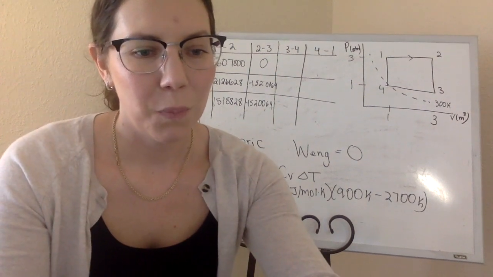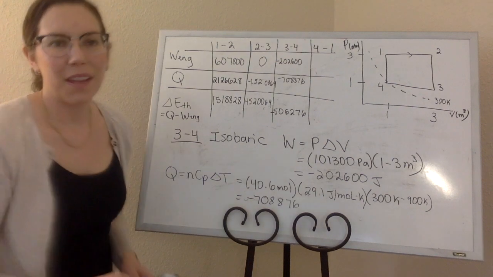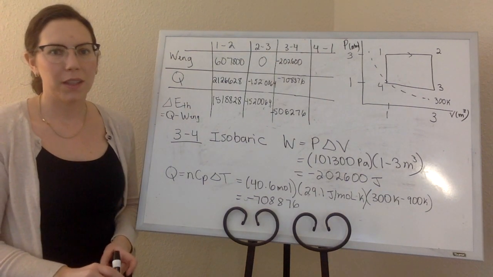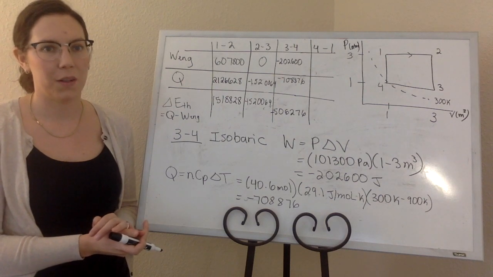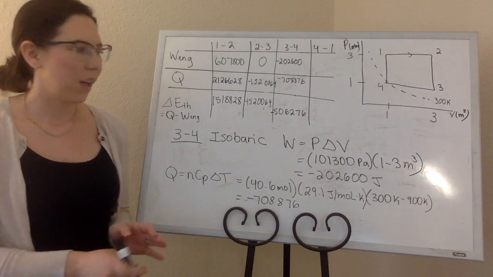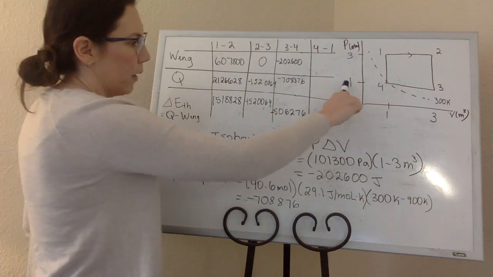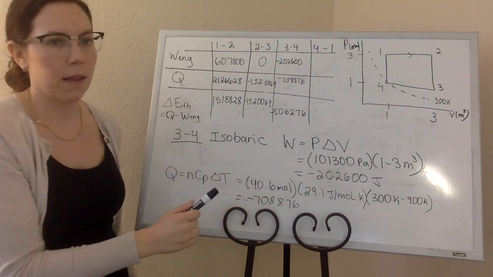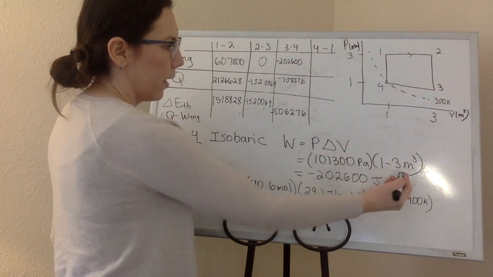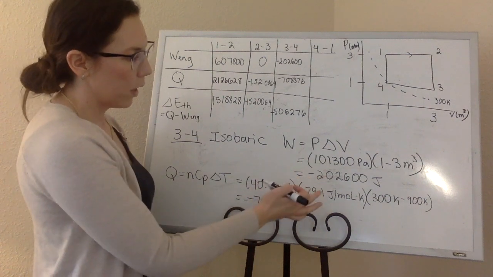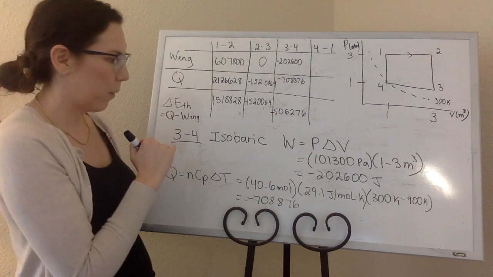So let's do 3 to 4. Okay, now I've got 3 to 4 up here, so if you have a look, I filled this one in already. It's very similar to what we did already for 1 to 2, since it's also isobaric. We can use work is P delta V, and for this transition, it's 1 atm, 101,300 pascals, and then I have the volume 1 minus 3 meters cubed to give me negative 202,600 joules, and I've written that in 3 to 4 as well.